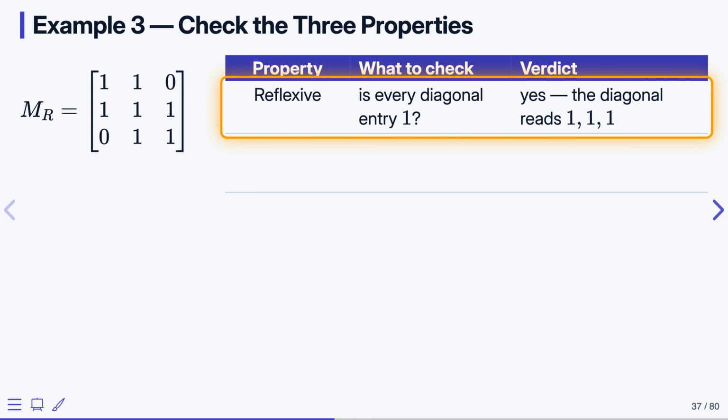Reflexive. Look along the main diagonal from the top left to the bottom right. The entries are 1, 1, 1. Every diagonal entry is 1, so the relation is reflexive.